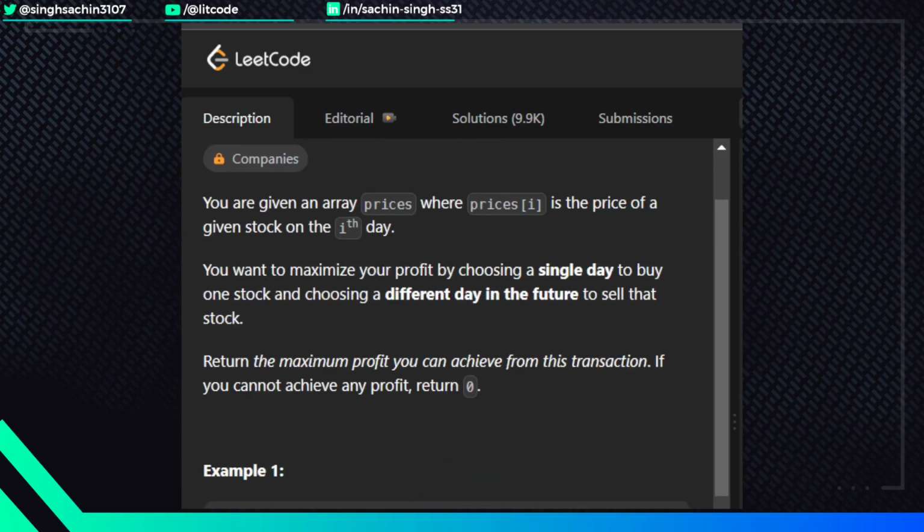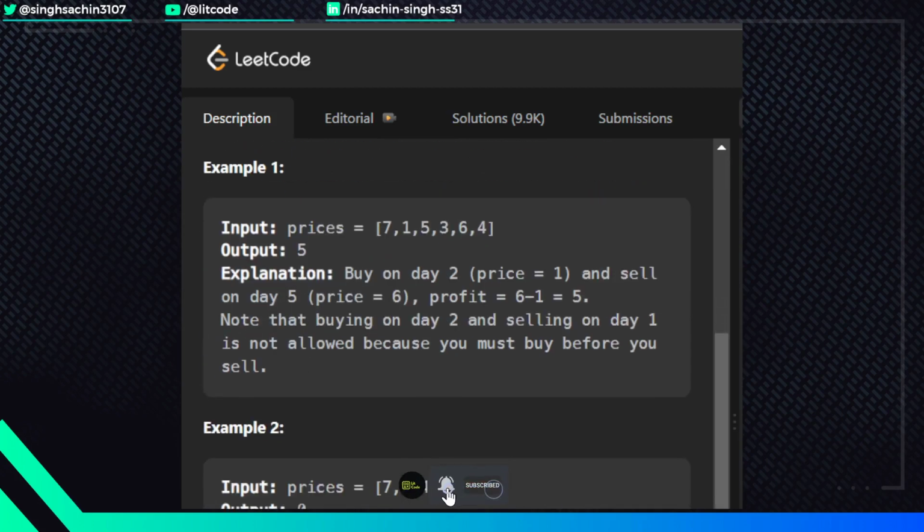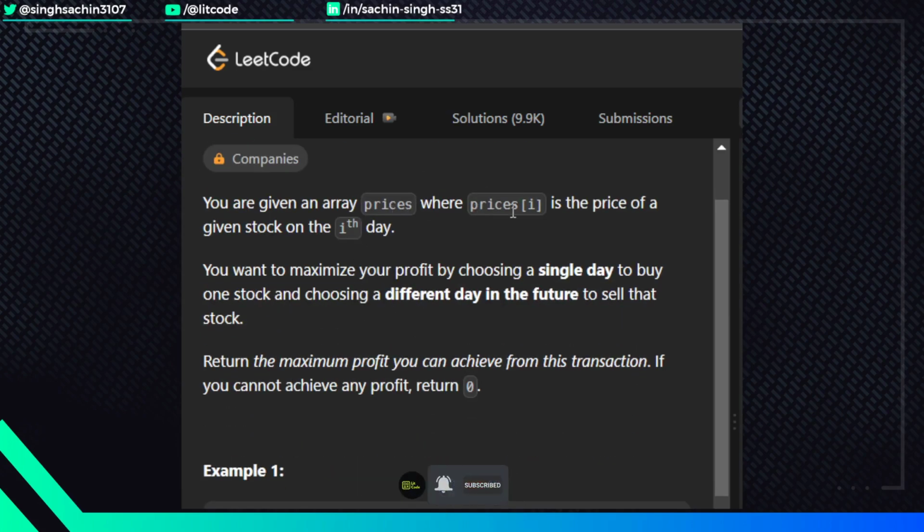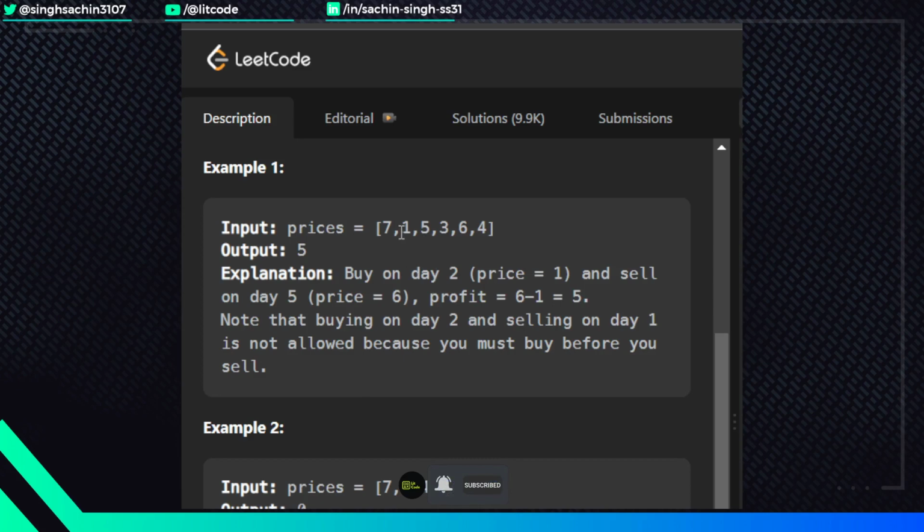What we're going to do is we're going to use two variables, left and right, which will keep track of the higher value and the lower value, which we need to subtract to get the profit. So the problem statement is you are given array prices where prices[i] is the price of a given stock on the ith day, and we basically have to maximize the profit in selling and buying. Basically, it's exactly how the stock market works, right?